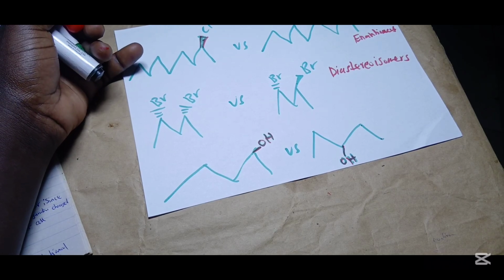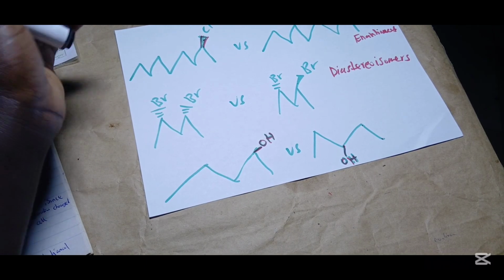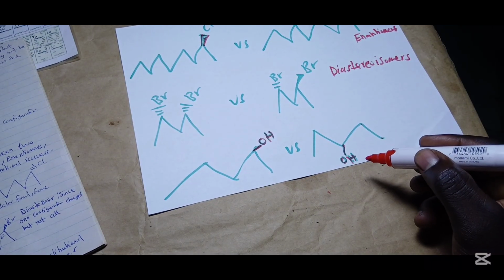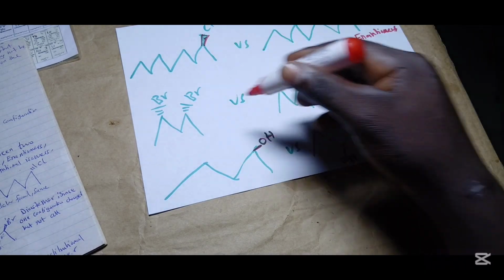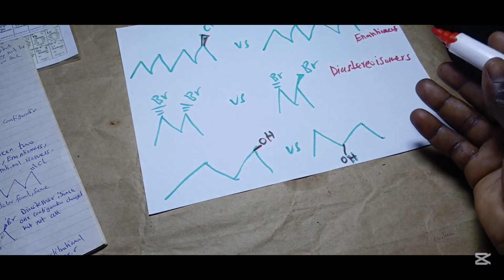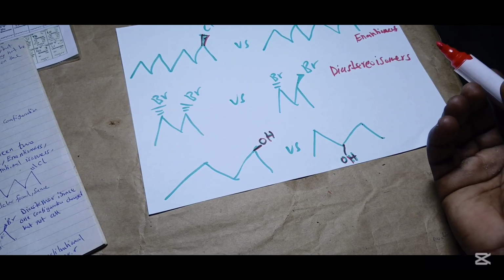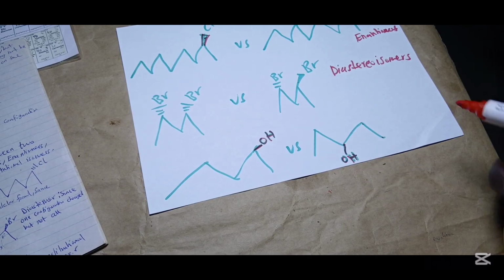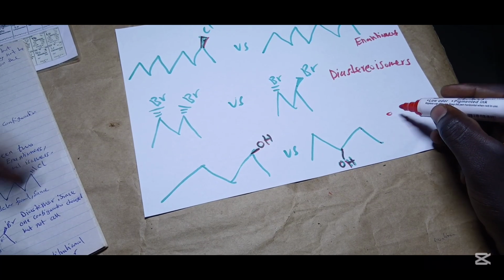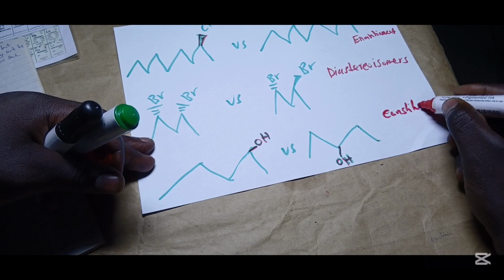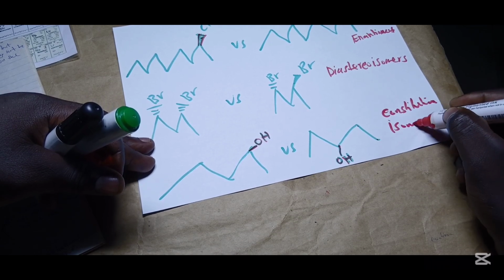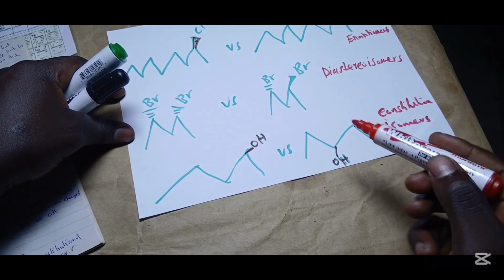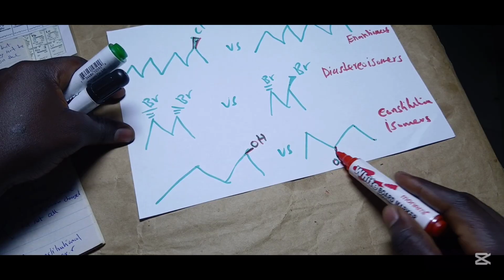For constitutional isomers, they have different connectivity. But for stereoisomers, they have the same connectivity of atoms, but different arrangement in space. And this is what will be defining the arrangement in space. But these ones, they are constitutional isomers, so don't forget, because they have different connectivity. The OH group here is on the second carbon, but here it is on the third carbon.